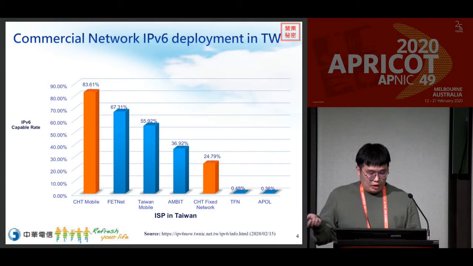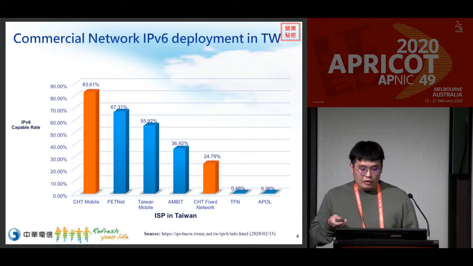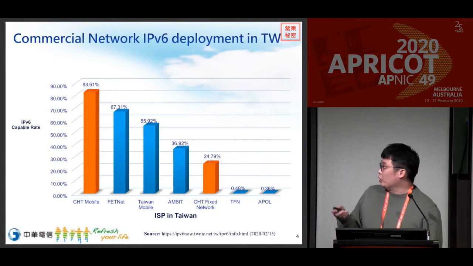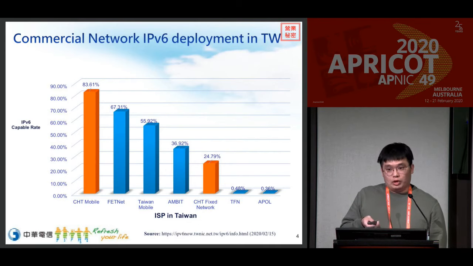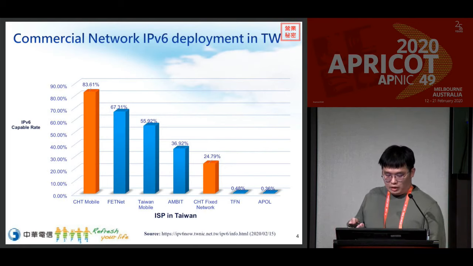So as you can see right here, commercial network IPv6 deployment right here. The top four is all for the mobile network in Taiwan. And the number one is our mobile company, iMobile, got 83% V6 capability rate.